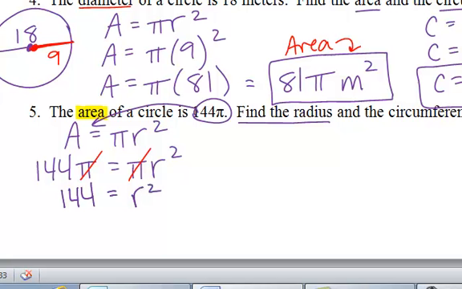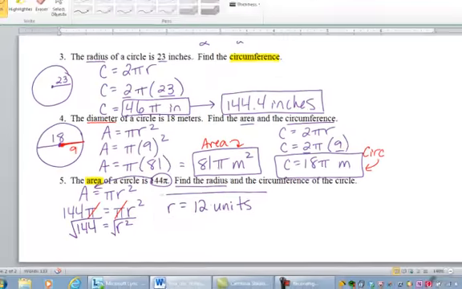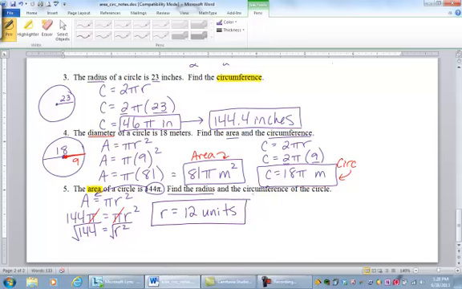And maybe you know this one in your head. Maybe you have to use the calculator and square root 144 to get r by itself. But we end up with radius equals 12. We weren't given any units on this one, no feet or meters or anything, so we'll just say units. That's the first question they asked.